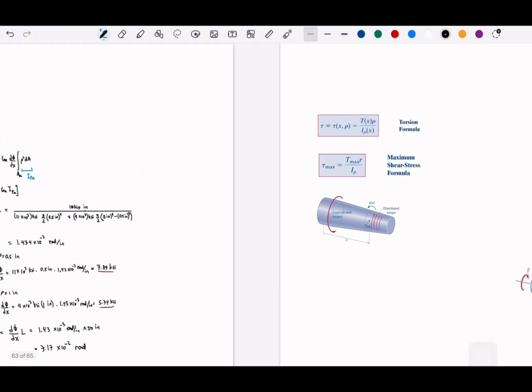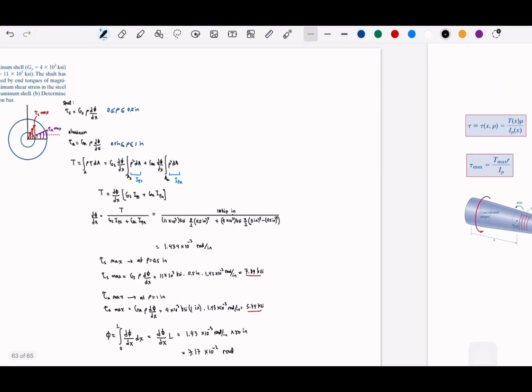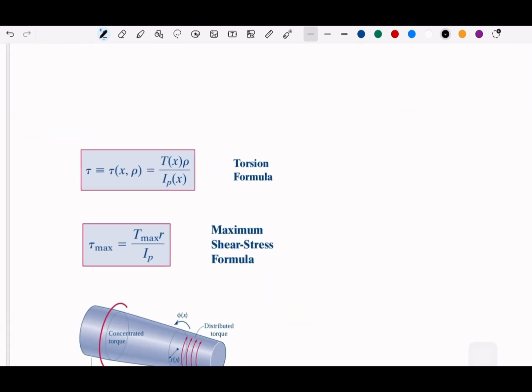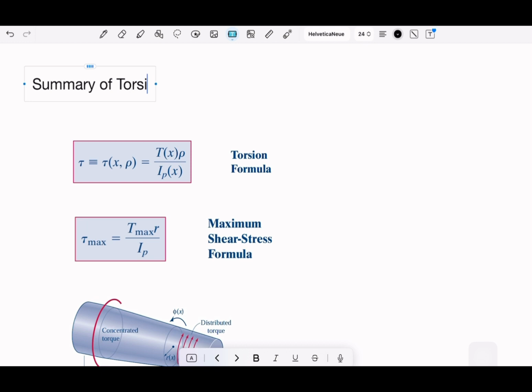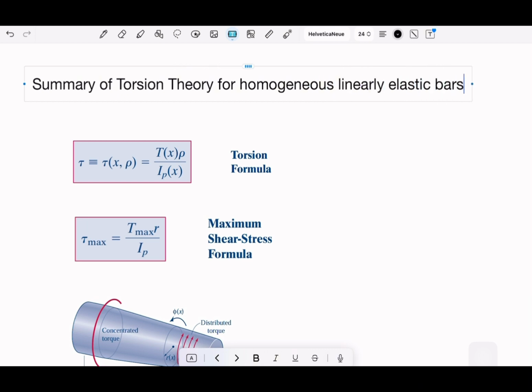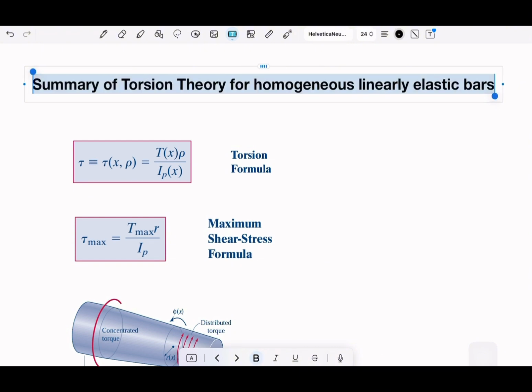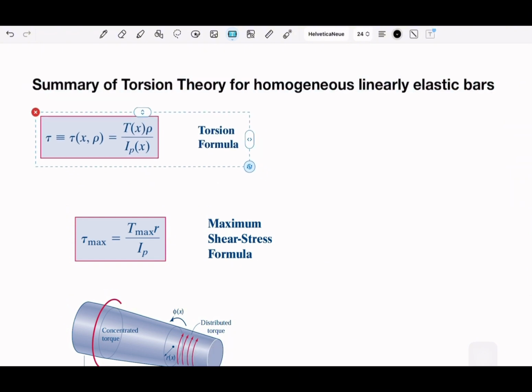Okay, now let's just summarize what we have so far. So we have the torsion formula and the maximum shear stress formula. So this is a summary. Summary of the torsion theory for homogeneous linearly elastic bars. So we have the torsion formula.